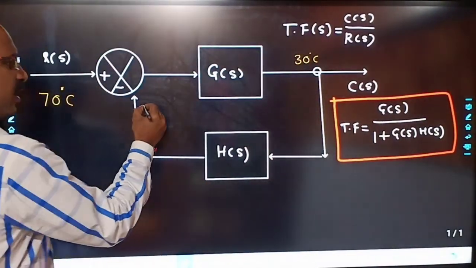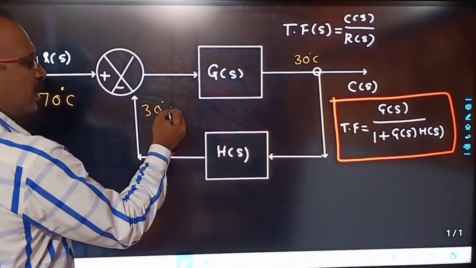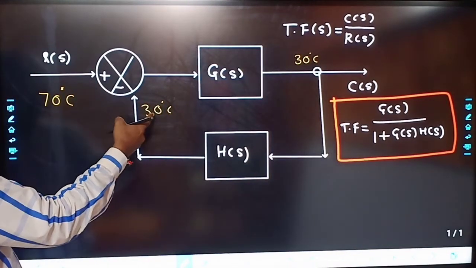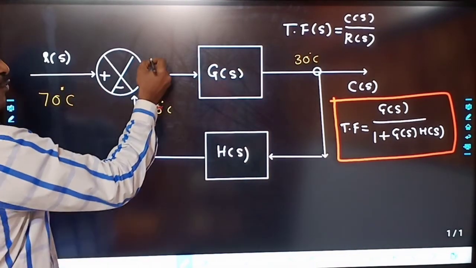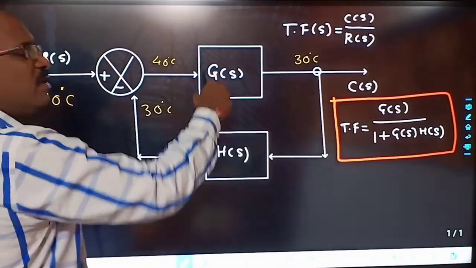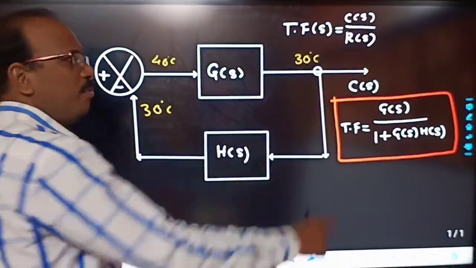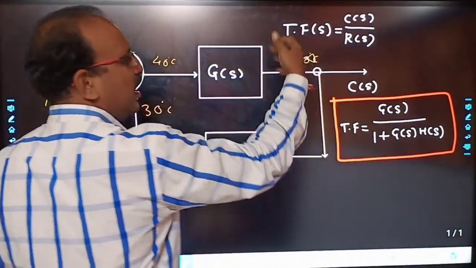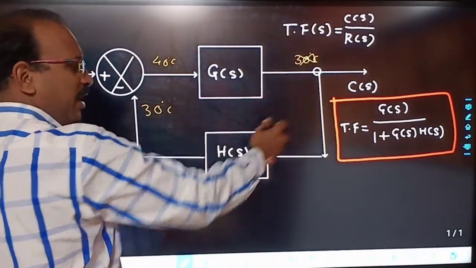Here it is 30 degrees, as I told you last time, correct? So 30 minus 70 is minus 40, so a 40 degree error, correct? If there is error, this geyser will turn on. Because of that, the temperature will increase, like 40, 50, 60, and every time it is going to compare.